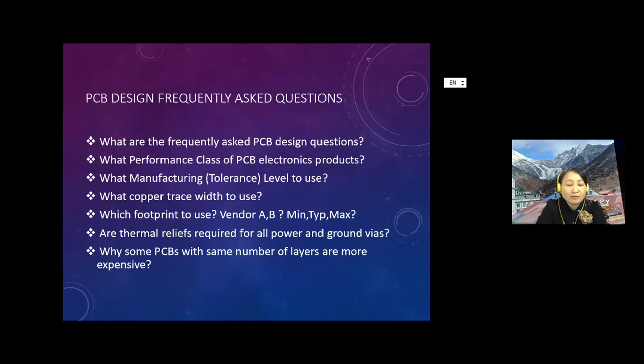You have different vendors, and then you might be thinking which vendor to use, because different vendors have different numbers. So is it typical or maximum or minimum values, right? And another kind of frequently asked question will be thermal vias, thermal reliefs, are they required for all your power and ground vias, etc., etc. And why some PCBs with the same number of layers tend to be more expensive, right? So these are probably the most frequently asked questions.